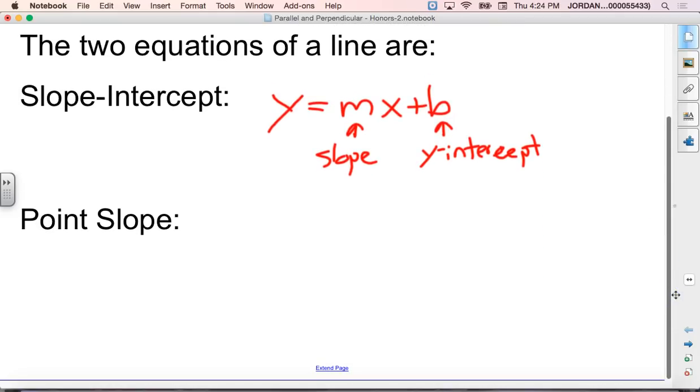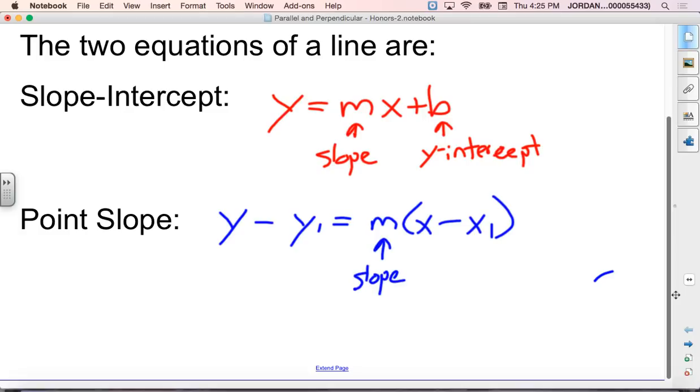The other one is called point-slope form, and this is the formula for point-slope form: y minus y1 equals m times x minus x1. Alright, so that's the formula you're going to use for point-slope form. And in point-slope form, the m is the same as it is in slope-intercept form. M is the slope. Okay?